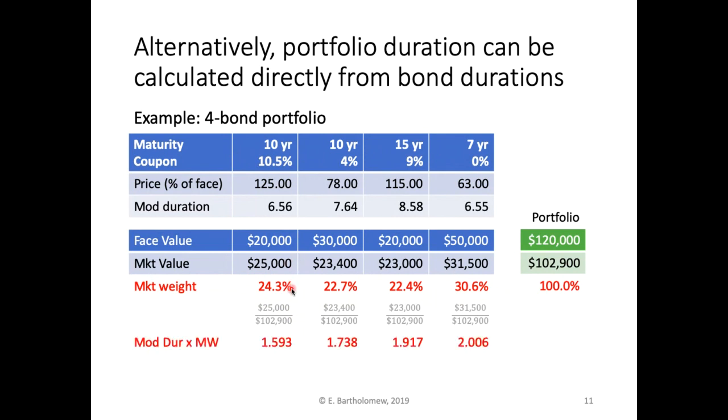Then we multiply this weight times the modified duration to get the duration contribution. And we sum those and we get the total duration of the portfolio, 7.25, which is what we got using the other method based on DV01.